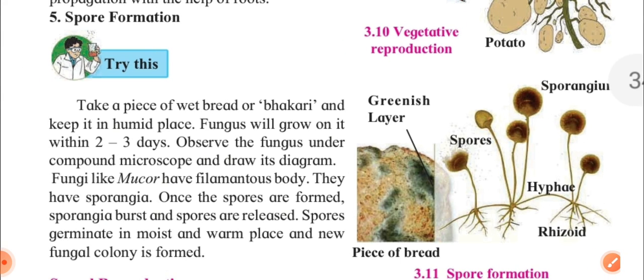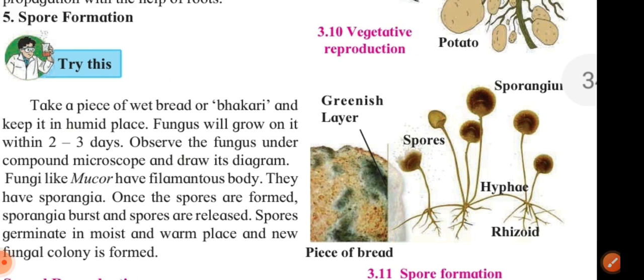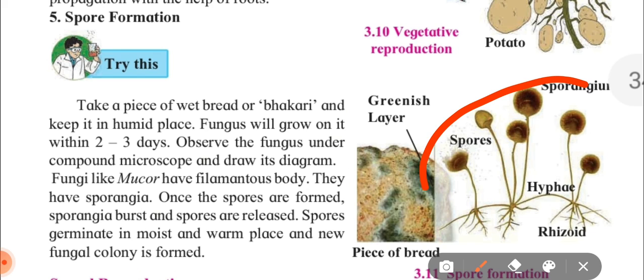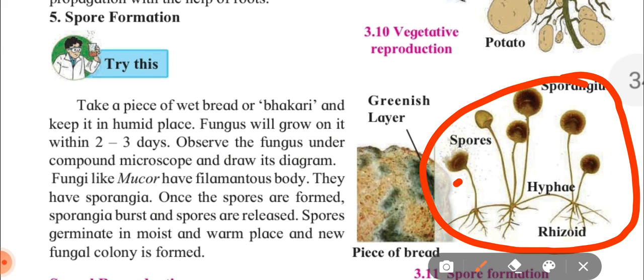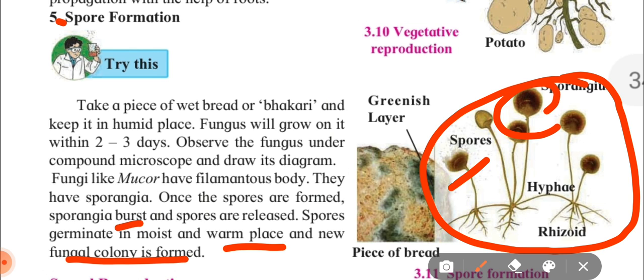Now the last one, spore formation. In spore formation, you know how fungus grows. The fungus grows on stale food like chapati or a piece of bread, and on closely observing this fungus, you get to see this structure under the microscope. These are the spores of the fungus, which break up, and new spores are developed. Once the spores are formed, the sporangia burst, the sporangia being this bulging part, and spores are released. Spores germinate in a moist and warm place, and new fungal colonies form.